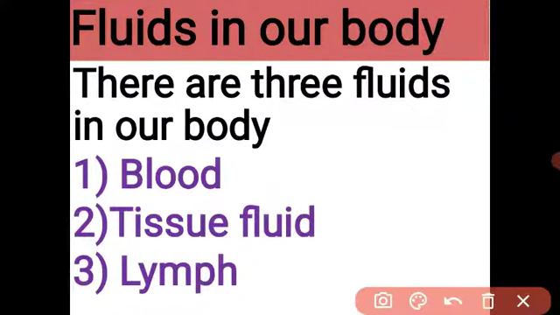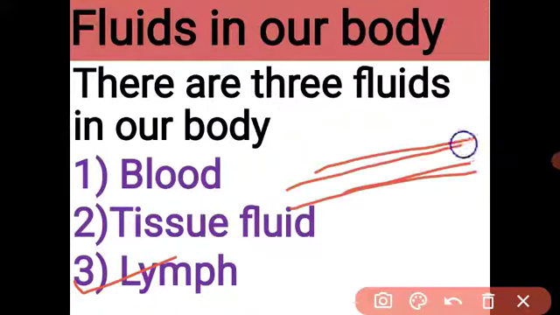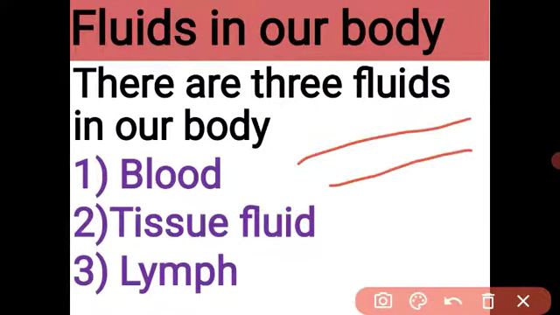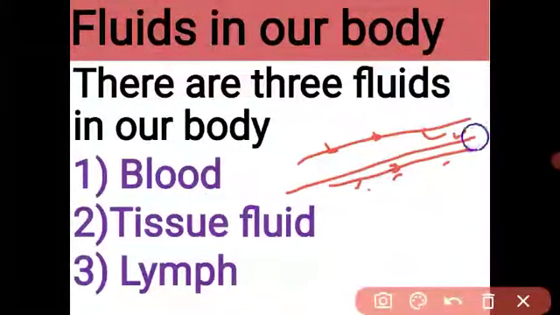Third fluid present in our body is lymph. Lymph is nothing else, student. It is also part of the blood. See how. In our body the blood is circulating in the blood vessels. The smallest blood vessel is called a capillary. See, this is one kind of capillary. The capillary has some pores, some holes. When the blood is passing through the capillary, you know the blood has two parts.